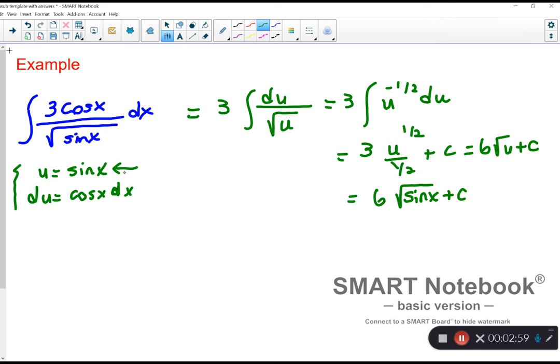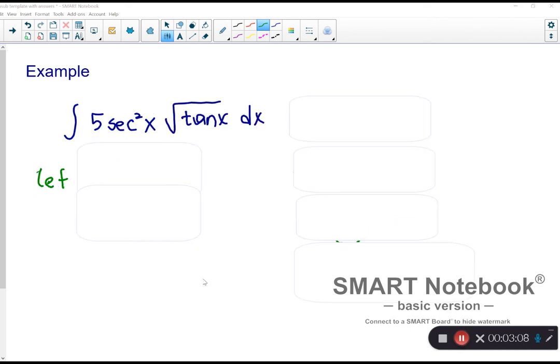Okay, so that's an example that involves a trigonometric function, and we're going to do one more. And here's our next example involving u substitution with trigonometric functions. So think about it, what would be a good choice for u here? Again, typically we want to select u in such a way that its derivative is already embedded in the integrand up to a constant. So if you let u be equal to tangent x, its derivative we know is secant square x dx, so that would be a good choice. So let u be tangent x, du is secant square x dx.